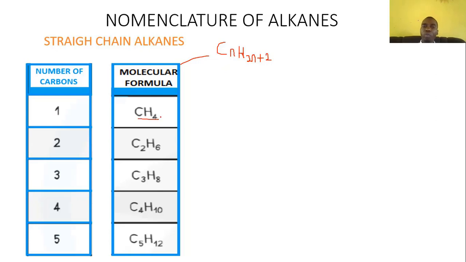You can pause the video and just practice also with 2, 3, 4, and 5 and see how you're going to come up with these molecular formulas. Because if you're doing for 2, then you are going to put a 2 there, then you're also going to put a 2 there. So this becomes C2, then 2 times 2, that is 4, 4 plus 2, that is 6. That is where this one is coming from. Pause and practice.